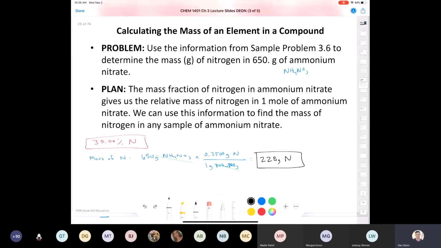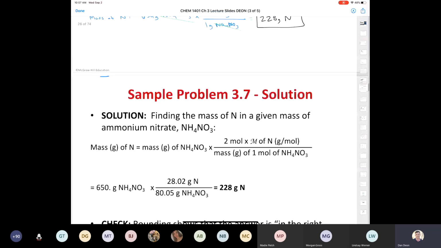Okay, so if you're wondering where did you get that conversion factor, Mr. Deon? Well, remember, if you have 100 grams, it's got 35 grams of nitrogen. So I just converted it to 1 gram. If you use 35 grams divided by 100, you're going to end up with the exact same answer. So either way works. All right, there we go. And there's the solution worked out for you.